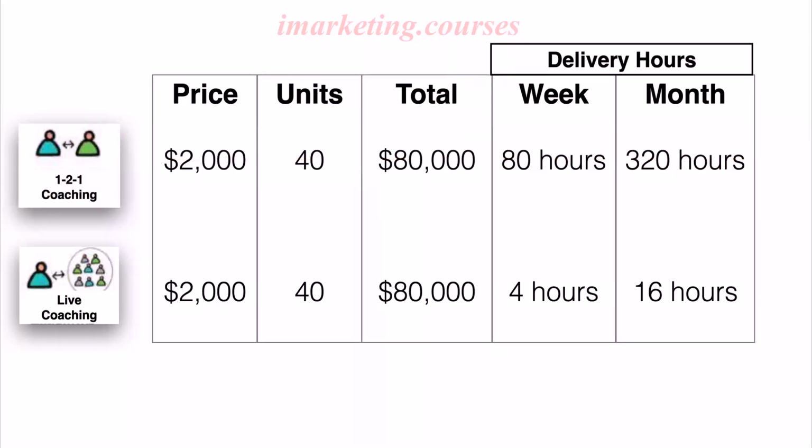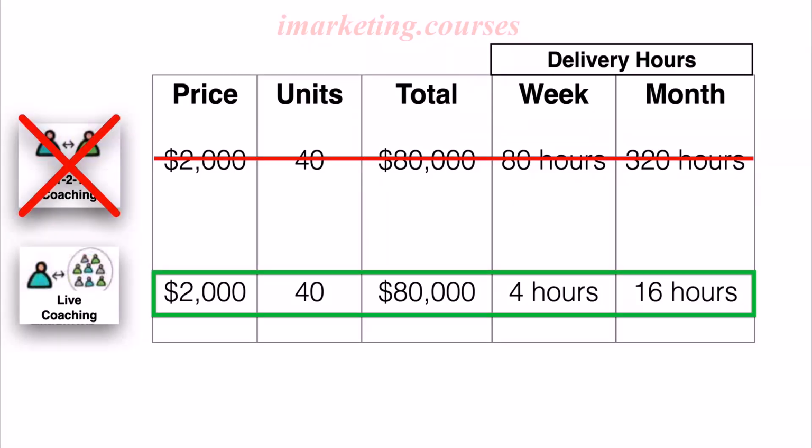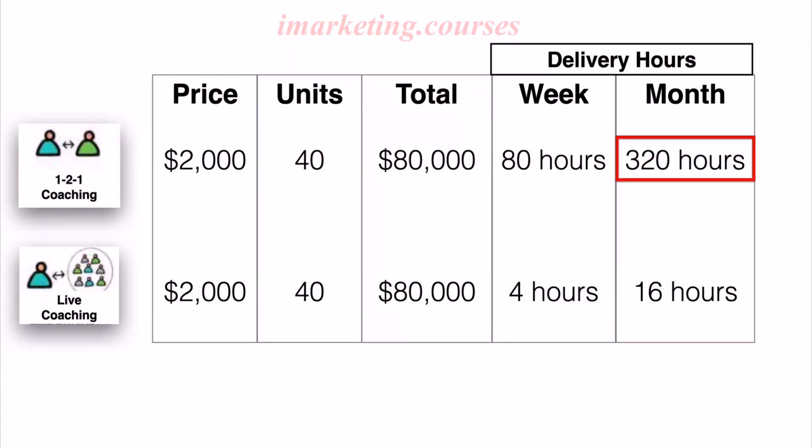It wasn't possible before. And look, 2,000, right, 40 units, not a lot of units, 80,000 revenue, 4 hours delivery a week, 16 hours a month. That is what we're talking about. So look, 320 hours to 16 hours. Do you get me? So look, let's go for it.